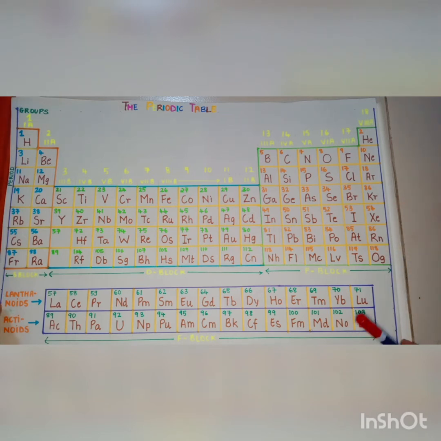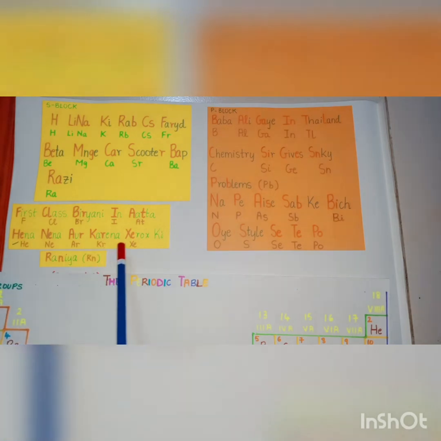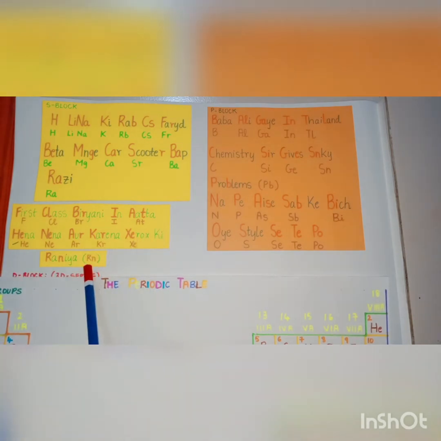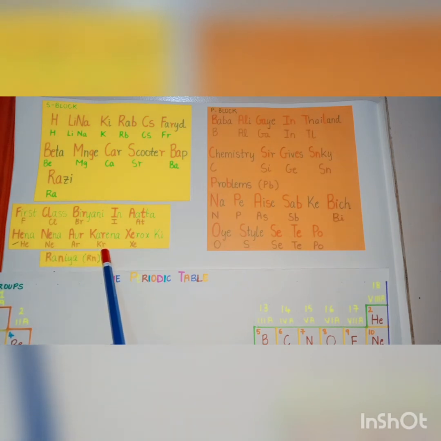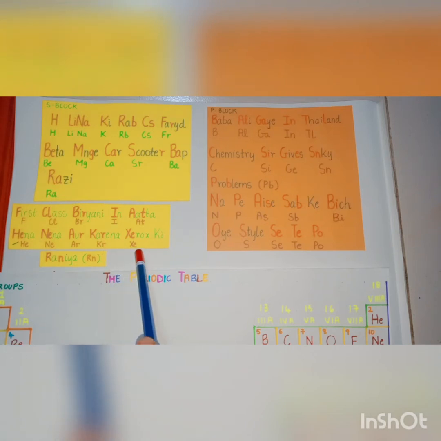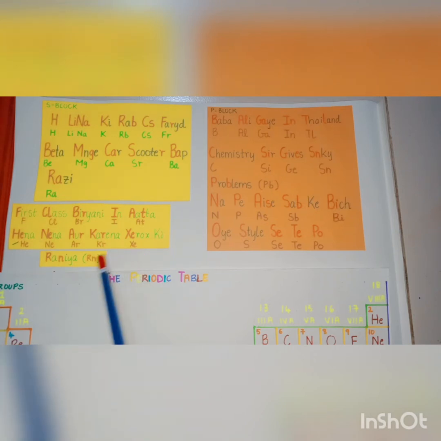So the trick for group 18 is "Hina Nina Or Karina Xerox ki Rania", in which He in Hina stands for helium, Ne in Nina stands for neon, Ar in Or stands for argon, Kr in Karina stands for krypton, Xe in Xerox stands for xenon, and Rn in Rania stands for radon.